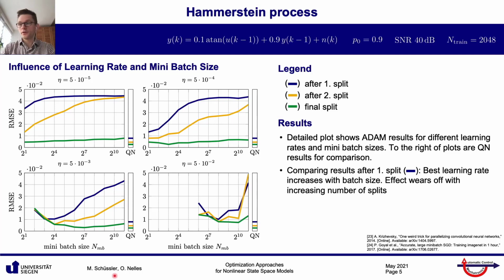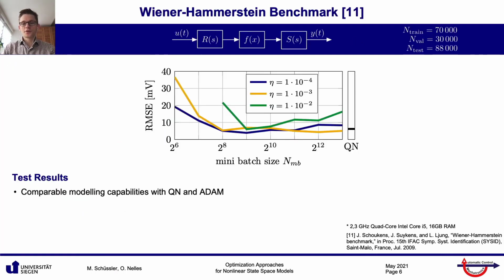And when we compare the blue lines, we can see that the best learning rate increases with the batch size, and this effect wears off with the increasing number of splits. This is consistent with a linear scaling rule that the number of samples per mini-batch is proportional to the learning rate eta. A second result I want to show you has been obtained from a Wiener-Hammerstein benchmark.